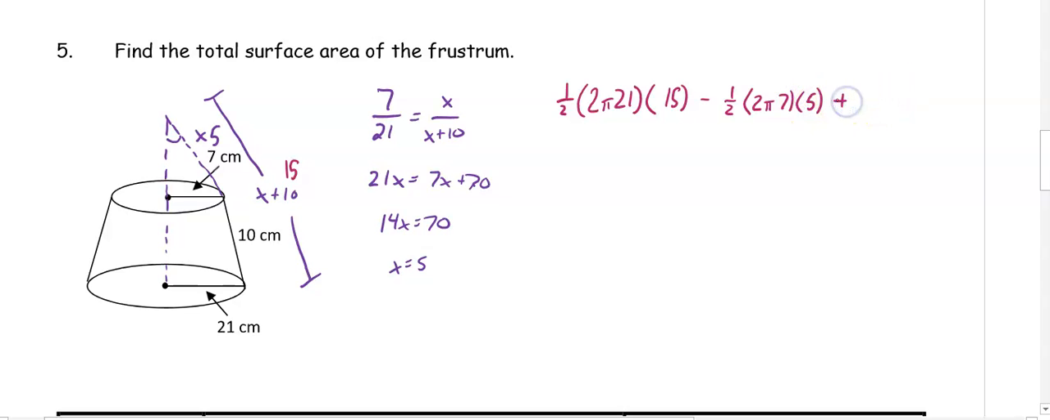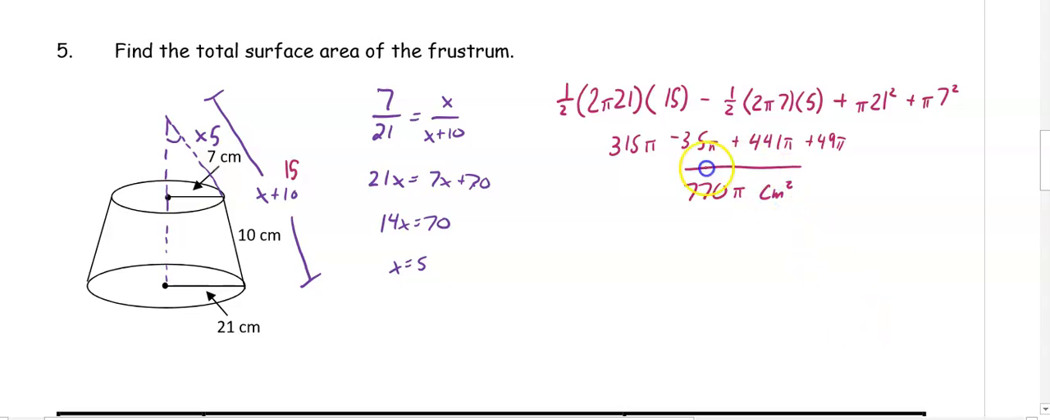And then we need to add each circle base. So on the bottom, we have a circle base that has a radius of 21. So we have pi 21 squared. And then we also have the smaller circle, pi 7 squared. So we get 315 pi minus 35 pi plus 441 pi plus 49 pi. So when we combine that together, we get 770 pi centimeters squared.